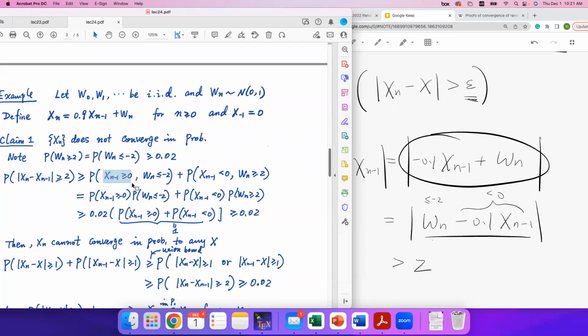And because Xn minus 1 and Wn are independent. Why? Because Xn minus 1 is created according to this recursive random walk. Xn minus 1 is created by W0, W1, up to Wn minus 1, so it depends on all the previous noises. But Wn is independent from all of them. Therefore, Wn is independent from Xn minus 1. Now, by independence, we can separate this joint event into the product.